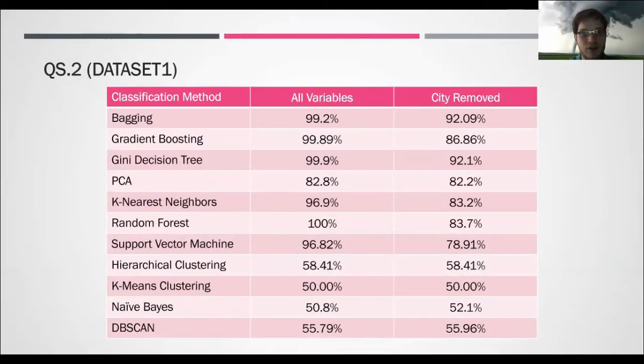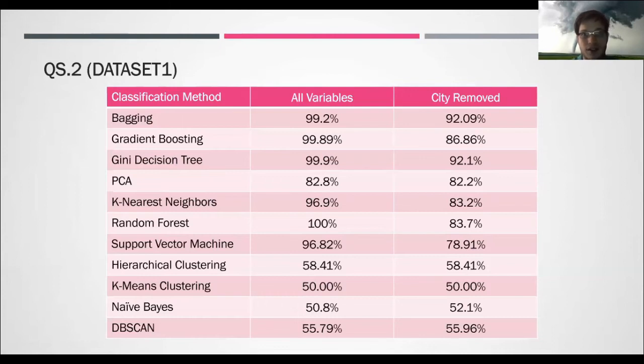So here we have the results of all the methods that we used. The middle column shows the accuracy scores with all the variables included. And for most of these methods, these resulted in very high scores, and random forest had 100% accuracy. The methods that didn't perform well include the 3 clustering methods and the naive Bayesian classifier, which all scored between 50 and 60%.